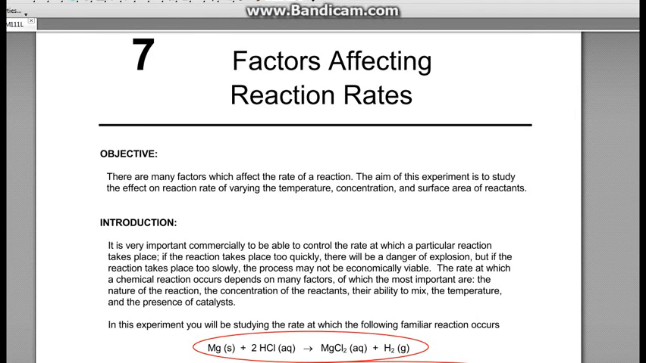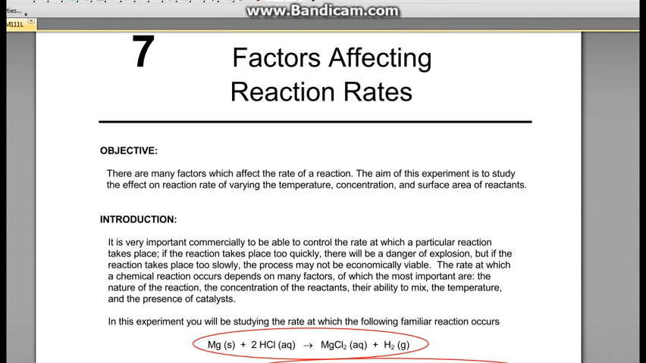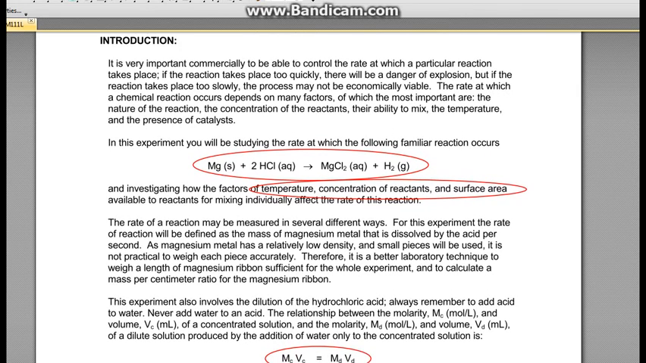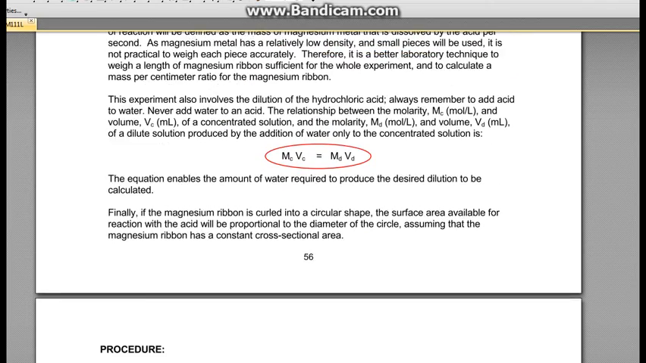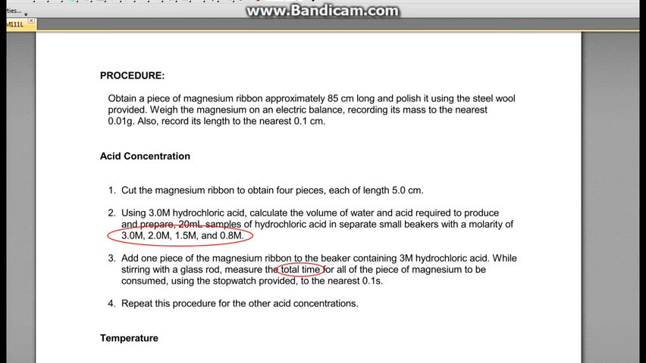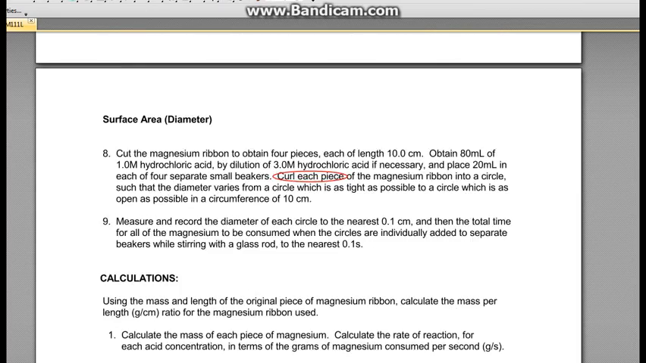Okay guys, so now let's cover Lab 7 and 8. There's not a whole lot that you need to know for Lab 7. You need to know what sort of things affect a reaction rate. The biggest things that we talked about are temperature, concentration of reactants, and surface area. Other than that, there's not a whole lot that you need to know for Lab 7.